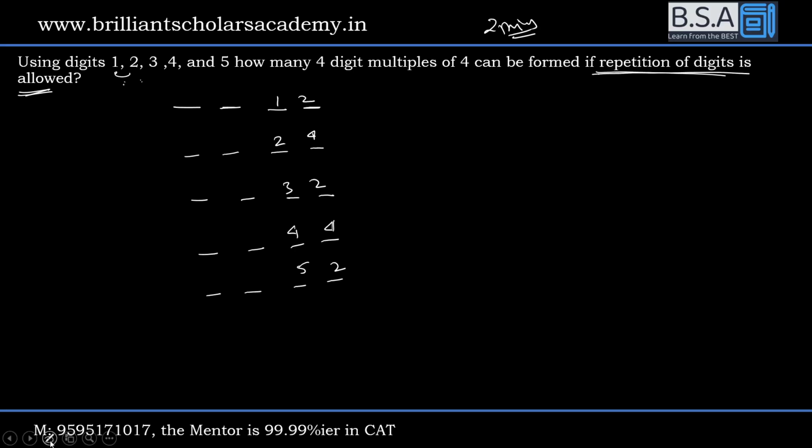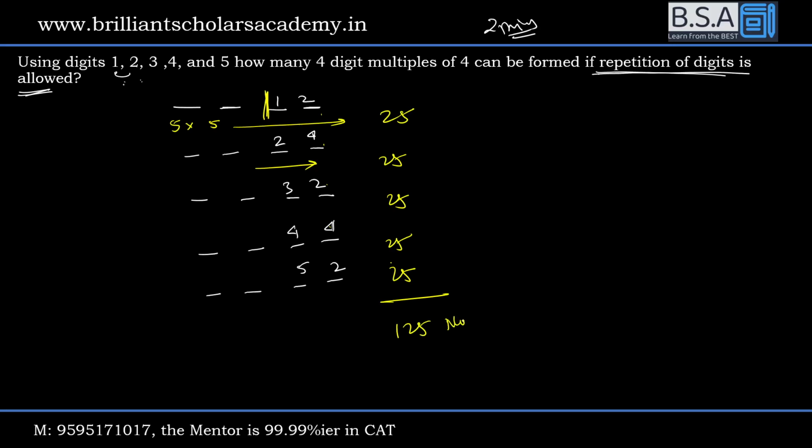If repetition is allowed, I have 5 options here and 5 options here. These two are fixed, I don't care. So with 12 at the end, there are 25 numbers. So how many numbers will there be for each? 25, 25, 25, for 1, 2, 3, 4, 5. One more 25. Total numbers will be 125 numbers. Repetition has been allowed.